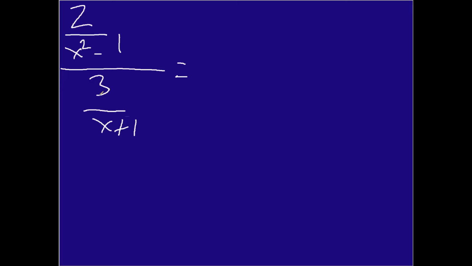If you just take a look off to your right, it'll be 2 over x squared minus 1 divided by 3 over x plus 1. Of course, that's kind of crooked, but you get the point. Let me move that up a little bit. 3 over x plus 1. So now we have things side by side.